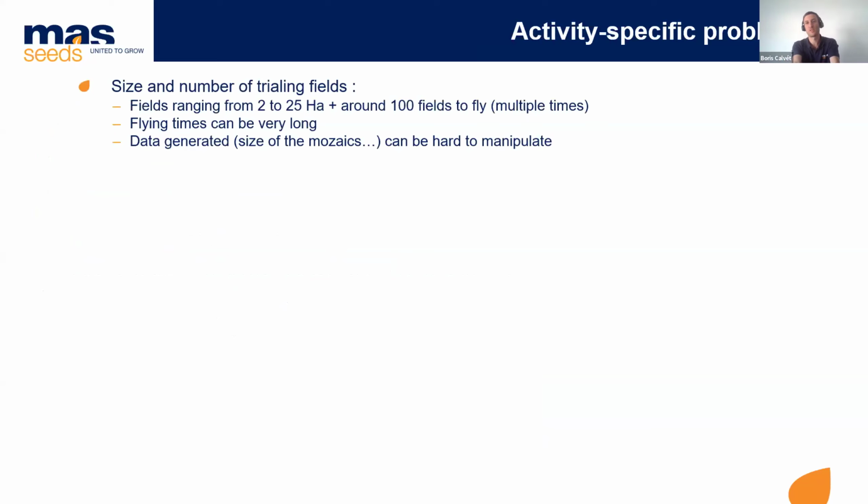Also, I would like to remind you of the activity-specific problems that we have. So the problems that we have that really are linked to the activity type. The first one is, again, the size and number of trial fields, because we have fields ranging from 2 hectares to 25 hectares. And very often something that is very easy to do on a 2-hectare field is not really easy to do on a 25-hectare field, because everything grows: flight time, the quantity of images generated, the size of everything. And also the fact that we have nearly 100 fields to fly.